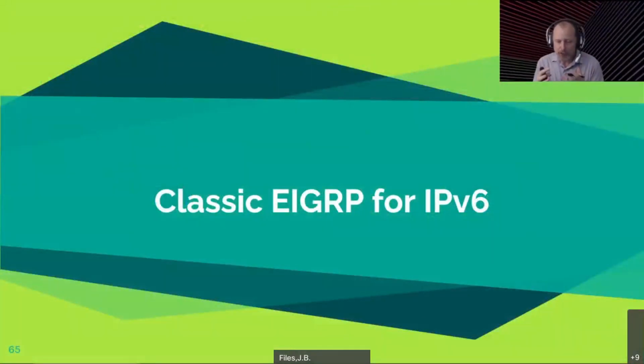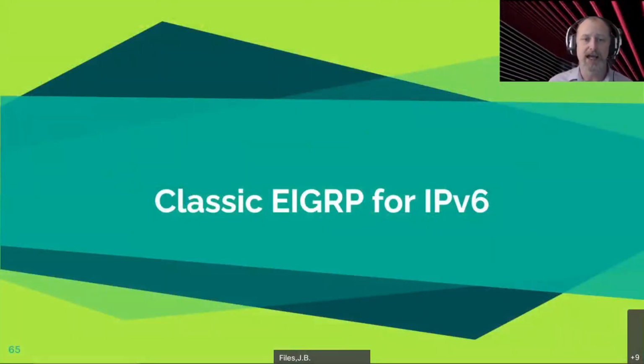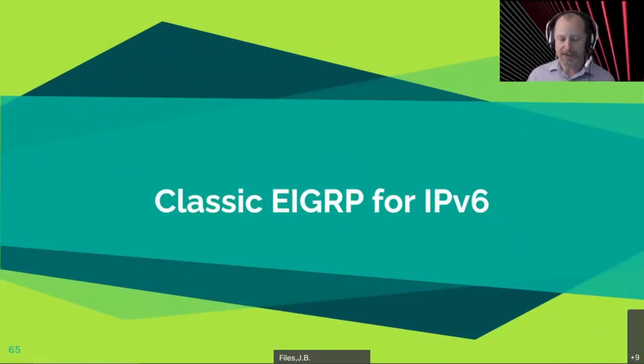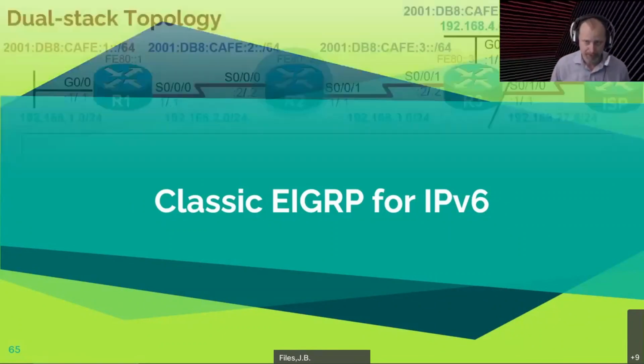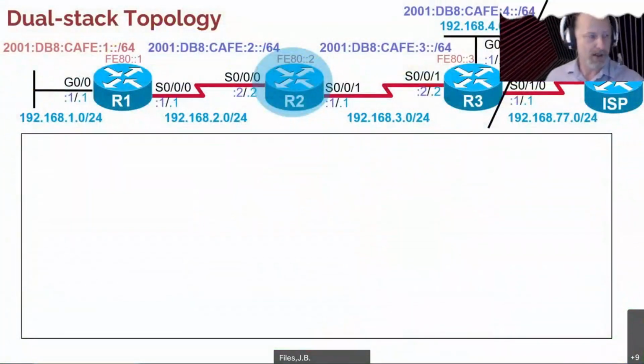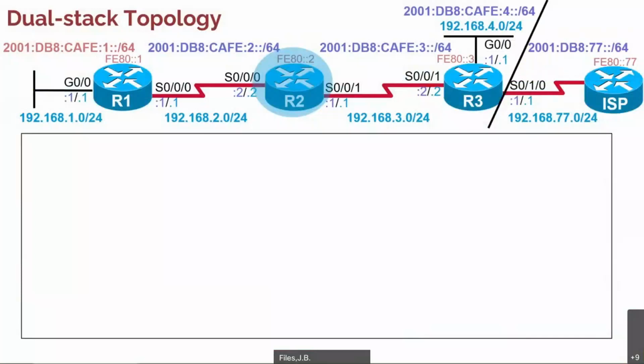Now, there's two ways of configuring this. There's classic EIGRP for IPv6, and then there's named configuration mode. So we're going to look at the first one first because it's going to be more what you're familiar with. So here's our topology. Okay, so we've got R1, R2, R3, and then an ISP. Just to keep things simple, for IPv4, we're just using /24 links and /64 links for IPv6. For IPv4, these are usually going to be a /30, right? But don't worry about that. We're not going to split hairs.